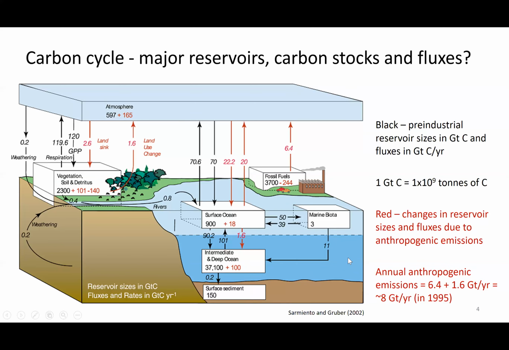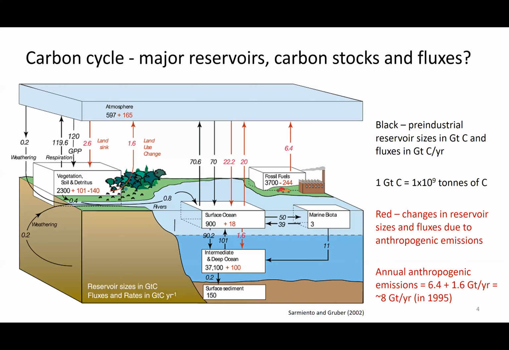Now, the other notable reservoir here is fossil fuels. So what this is saying is that the estimates at the time in the mid-1990s were that 3,700 gigatons of carbon was available in fossil fuels, that's coal and oil and gas.